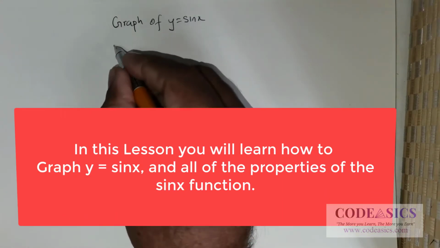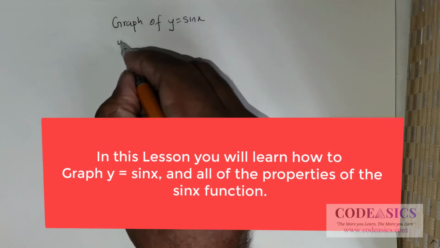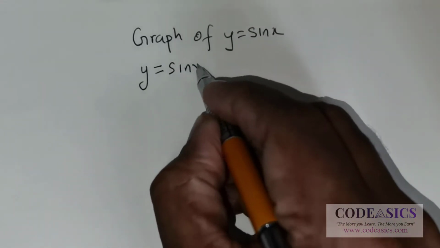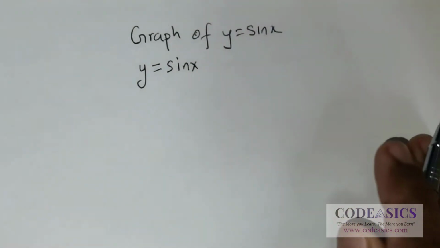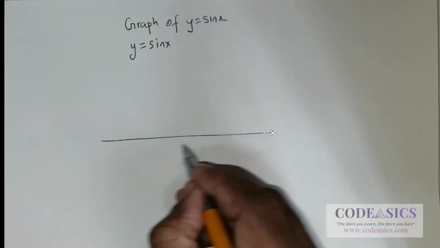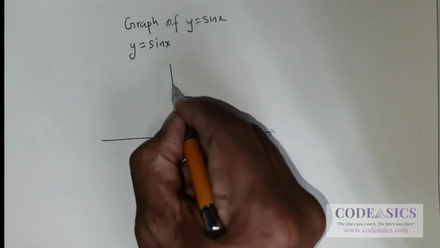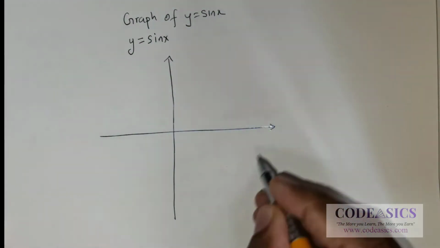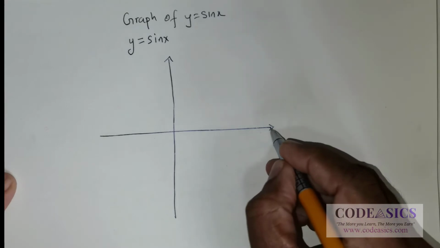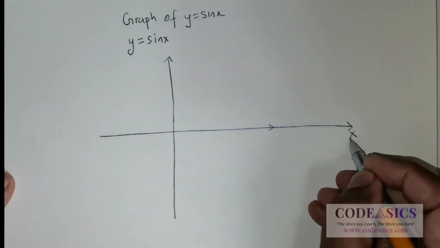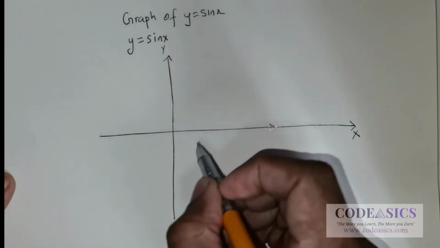Welcome students. In this class we will learn to graph the trigonometric function y is equal to sine x. Now foremost what we are going to do is we are going to draw the x-axis, y-axis, and then we are going to place in the points. Now probably I will just extend this. So this is my x and this is my y.